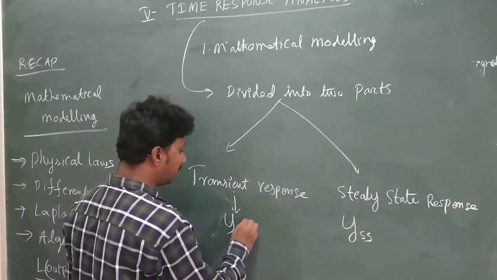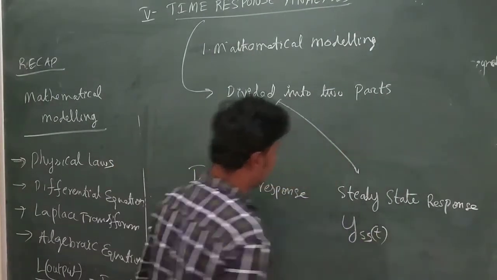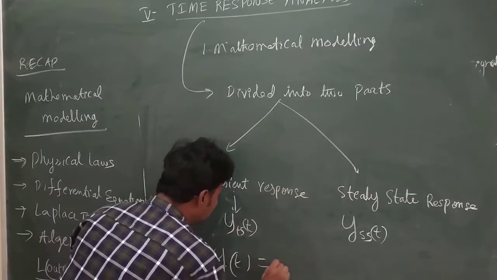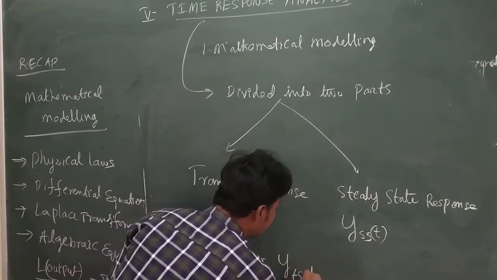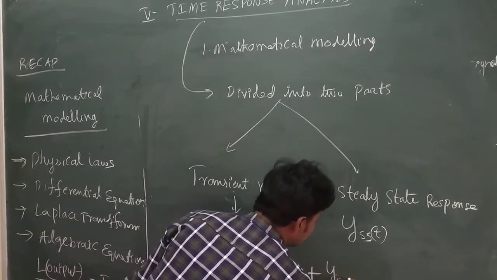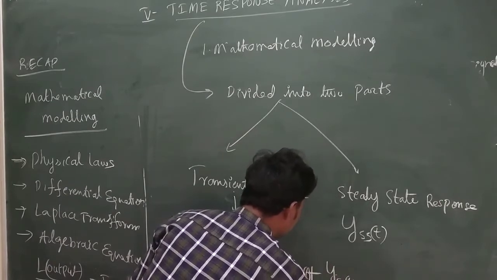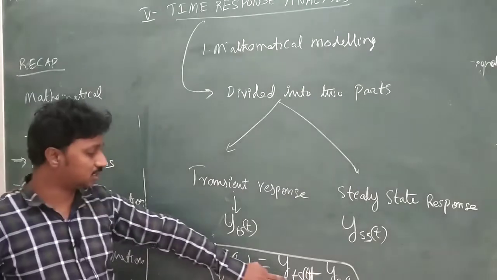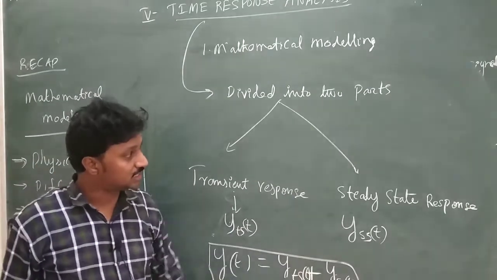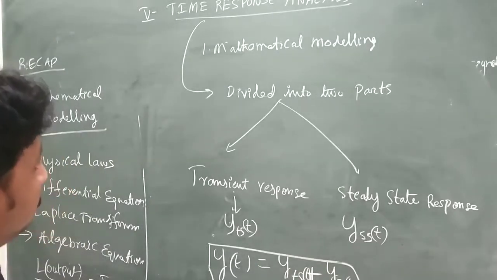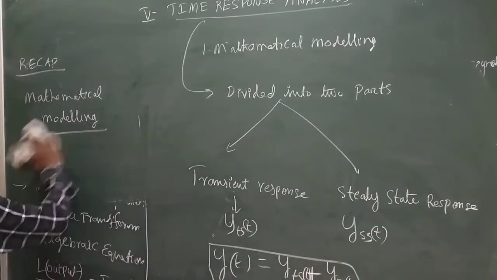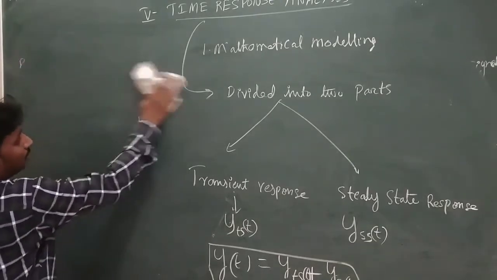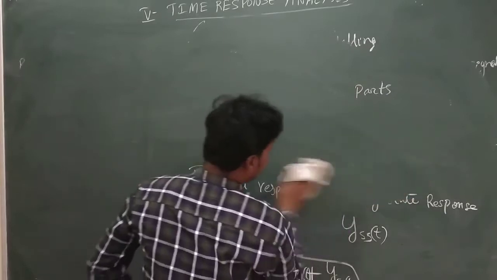Of course, this is a function of time. This is also a function of time. So the overall system response, that is y of t is equal to y_ts of t plus y_ss of t. So this is the system response. The system response contains one, the transient response, and the steady state response, right? So how does the response look like? I'll just explain you.